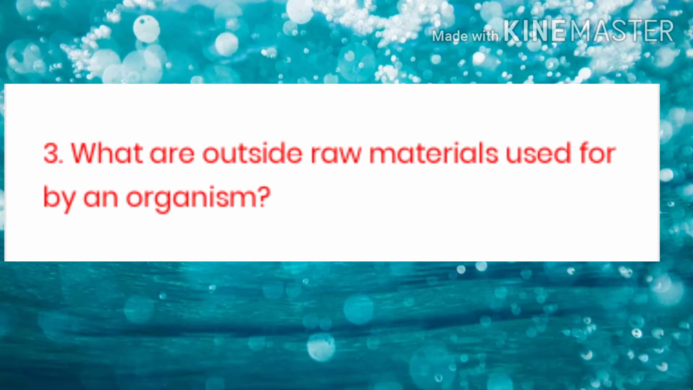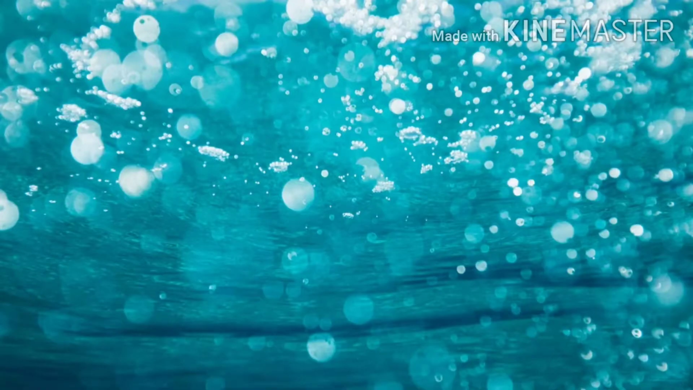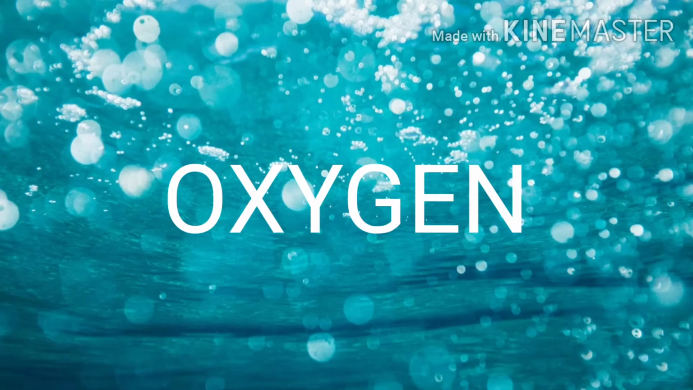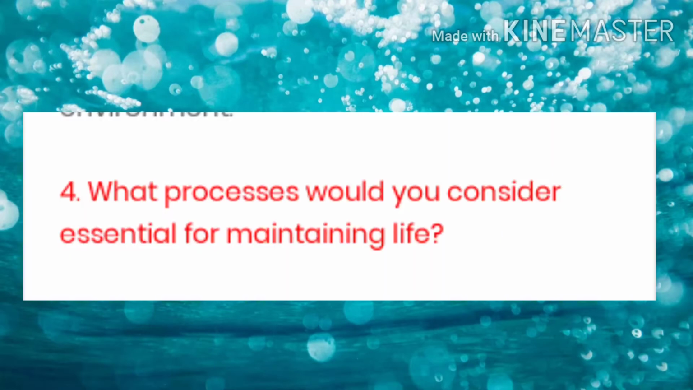What are outside raw materials used for by an organism? Let us discuss the answer. Various outside raw materials used by an organism are as follows. First one, food, as a source of supplying energy and materials. Second material is oxygen. Oxygen is for breakdown of food to obtain energy. And the third one is water. Water is for proper digestion of food and other functions inside the body. Let us discuss the fourth question.